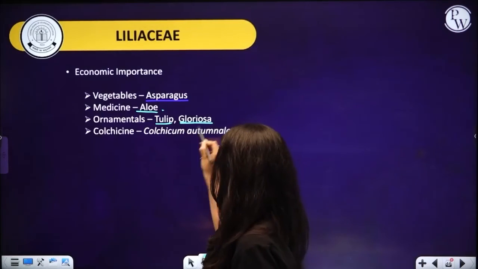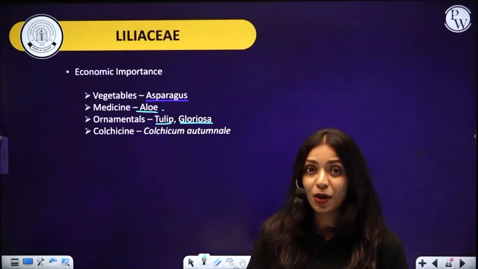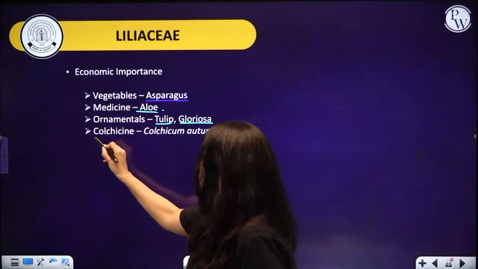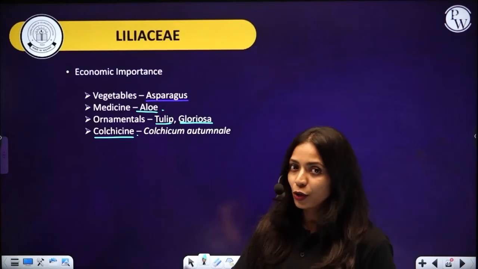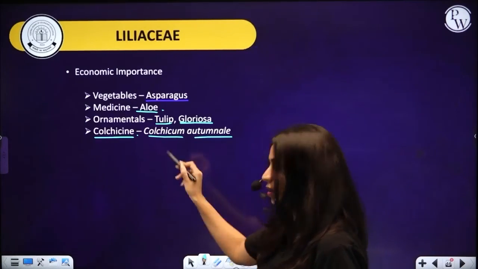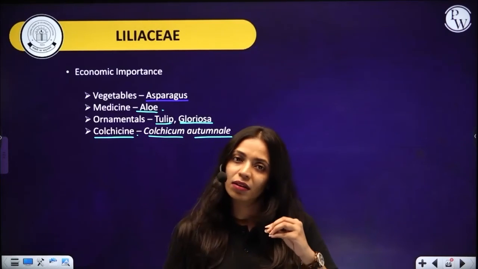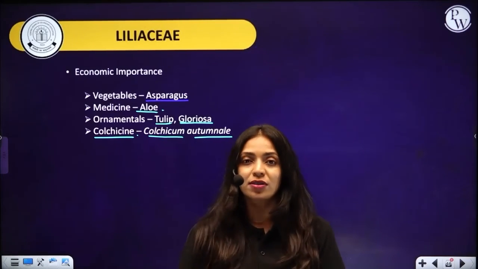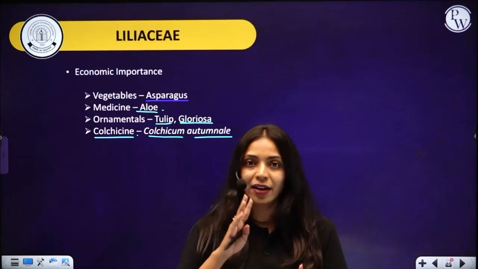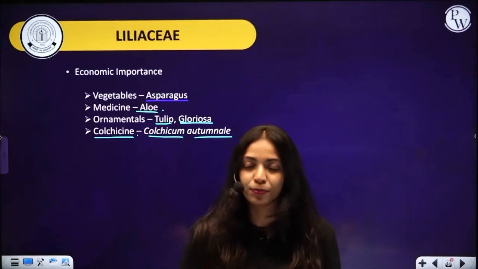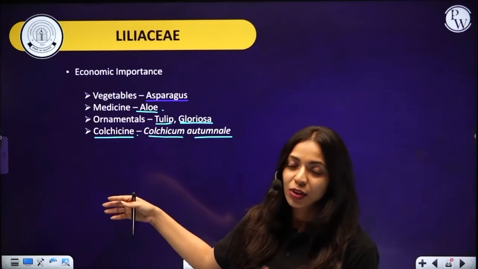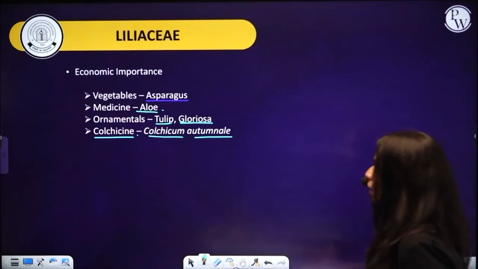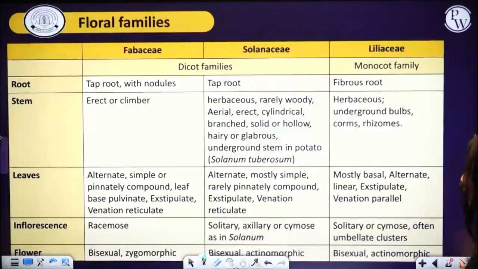Ornamentals: tulip and gloriosa produce very beautiful bright colored flowers. They are used as ornamental plants. Colchicine is used in cytology. It is a chemical that you obtain from a plant called Colchicum autumnale. So basically, colchicine is a chemical that we use to arrest mitosis. If you want cells to stop dividing and if you want to stop mitosis from proceeding and getting over, we use this chemical called colchicine. Okay, so these are some of the economic importance of family Liliaceae.